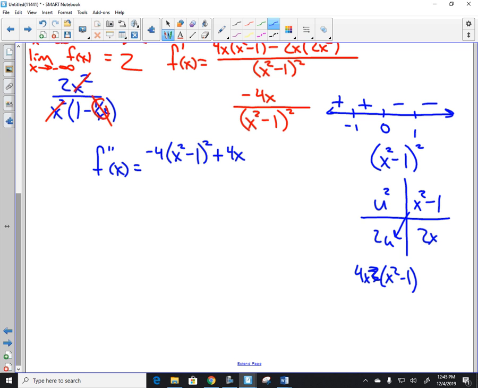I got 4x times x squared minus 1. Is that where you guys are at as well? So times 4x times x squared minus 1 all over what? To the fourth. Anybody see something that will cancel? An x squared minus 1. If I factor that out of the top, I can cancel 1 in the denominator, correct? So that would make 3 left in the denominator, and I would factor 1 out of the top.